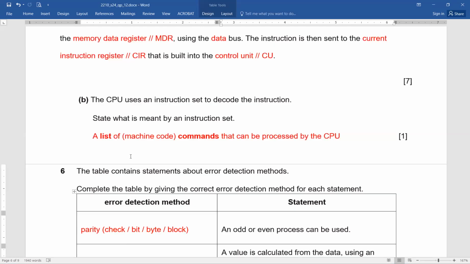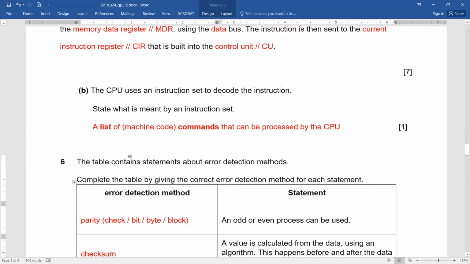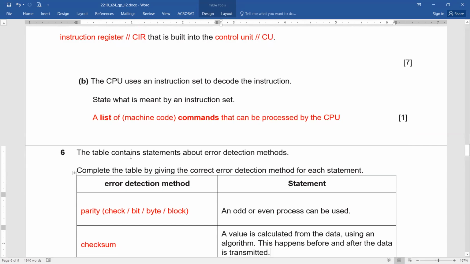Okay. Part 2, question number 2. A value is calculated from the data using an algorithm. This happens before and after the data is transmitted. Now, again, recall, there are a lot of methods. By the way, can you recall the methods? Parity is already done. Then we have talked about checksum. And which is the other method? ARQ. And what else? Echo check.